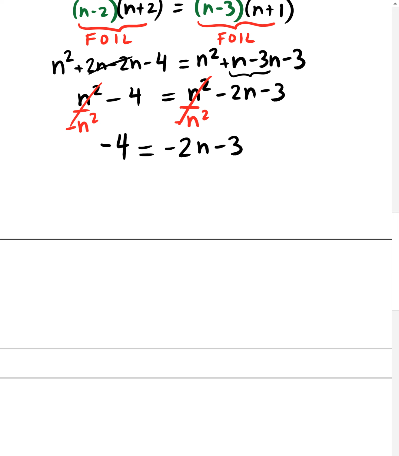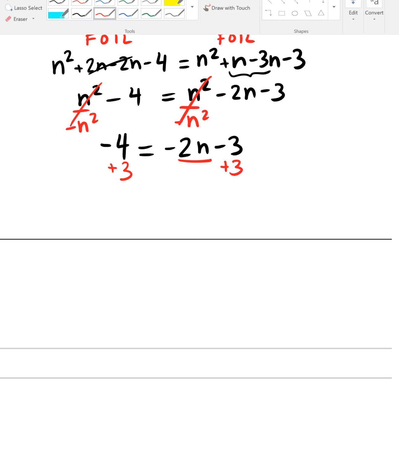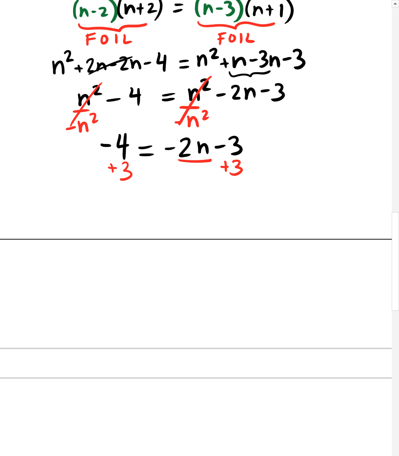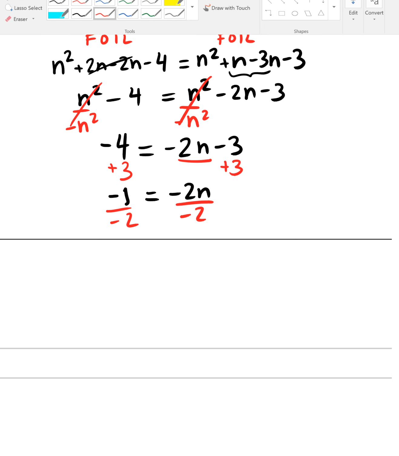I can just isolate n. That's nice. And n, okay, he's here. Might as well start isolating him. I'm first going to move the 3 over. That'll probably be the first step to try to get n by itself. That'll make the left side negative 1. The right side now is just negative 2n. Okay, and the last step would be divide both sides by that coefficient, negative 2. Okay, so we got n. N is all by itself now.